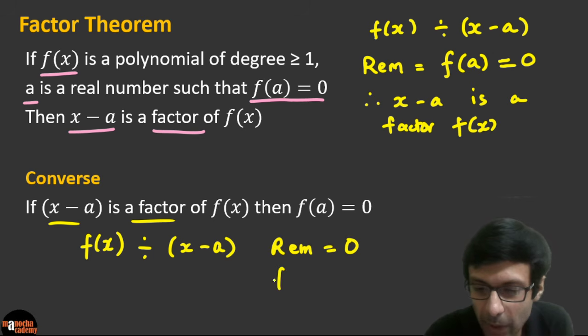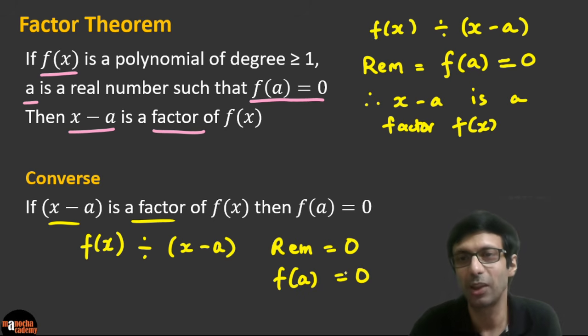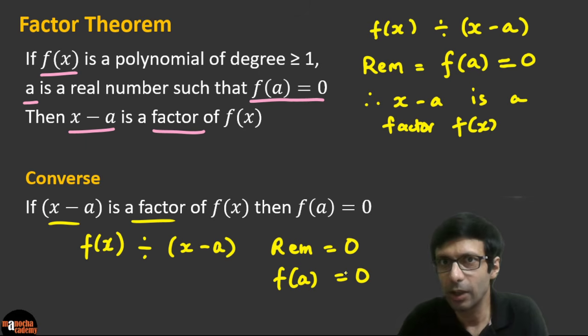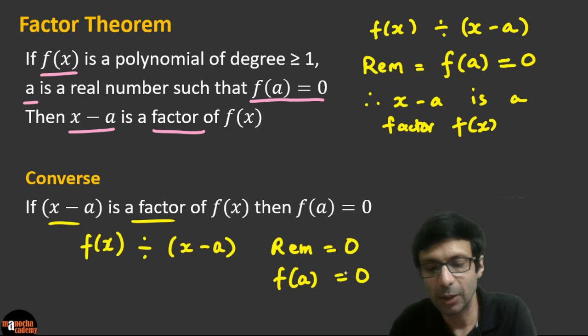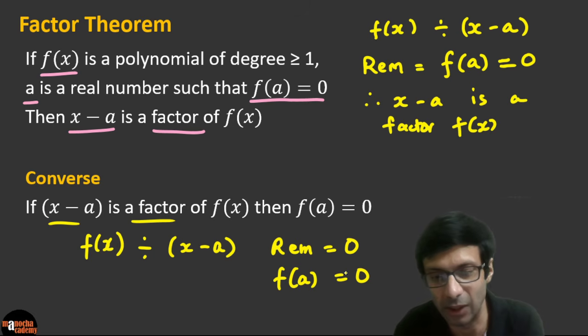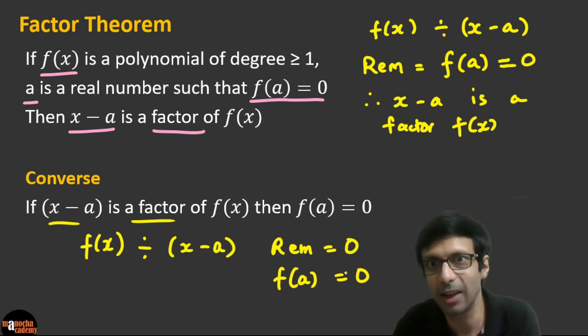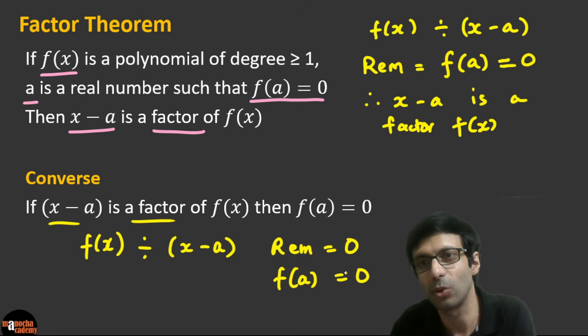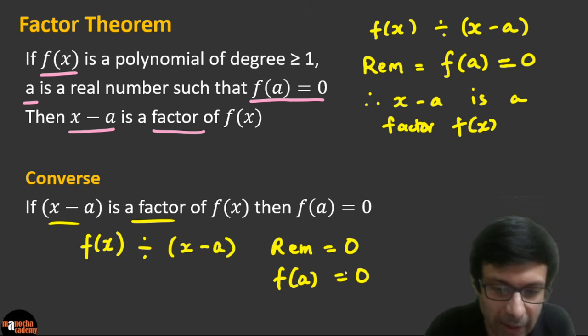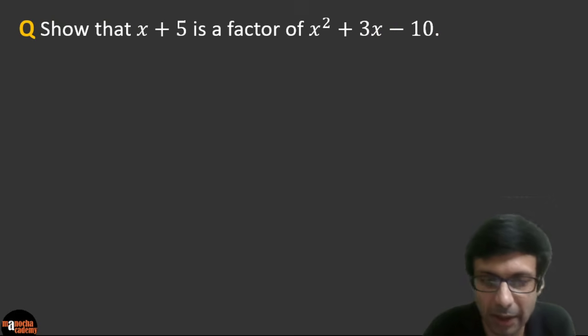And what is the remainder by remainder theorem? F of a. So f of a is going to be 0, right? And don't worry if you didn't get it. We'll do some examples on it to make it crystal clear for you. So basically, if x minus a is a factor of f(x), then f of a is going to be 0. So look at that connection. X minus a, then you need to substitute f of a as 0. So let's take a look at an example and really understand this.